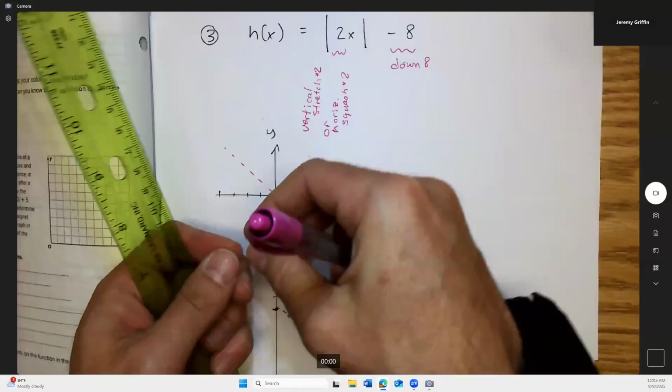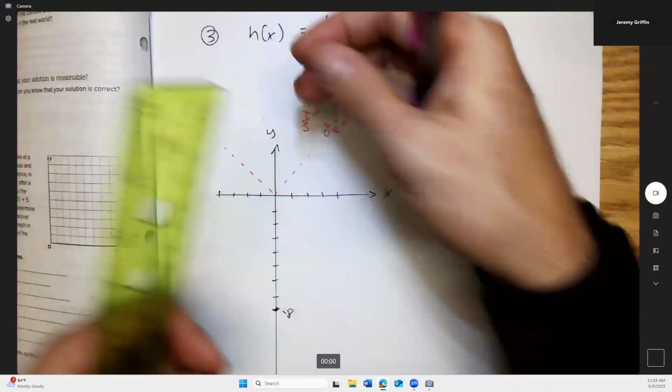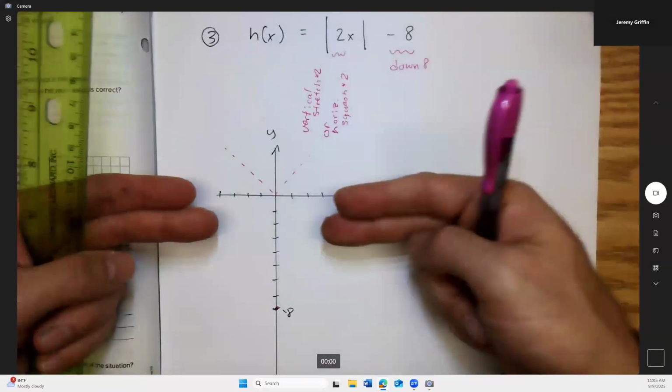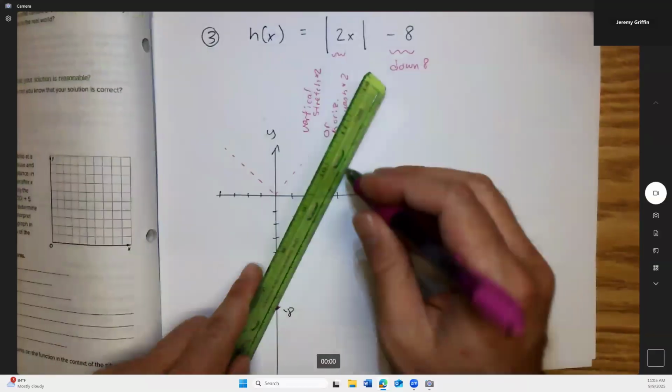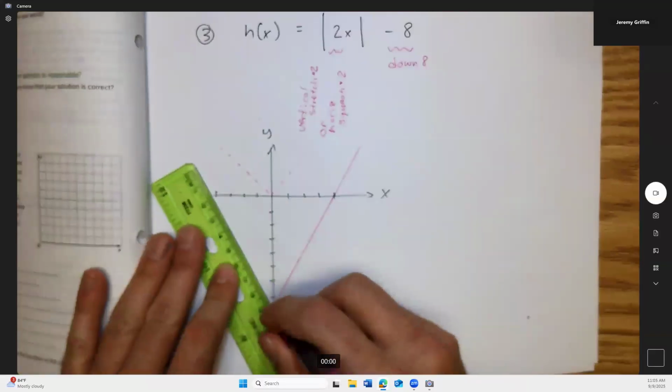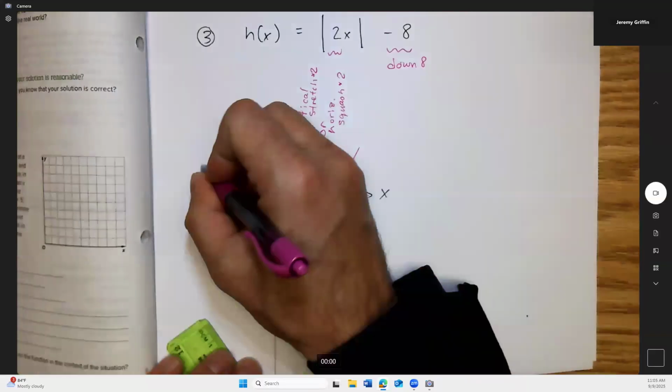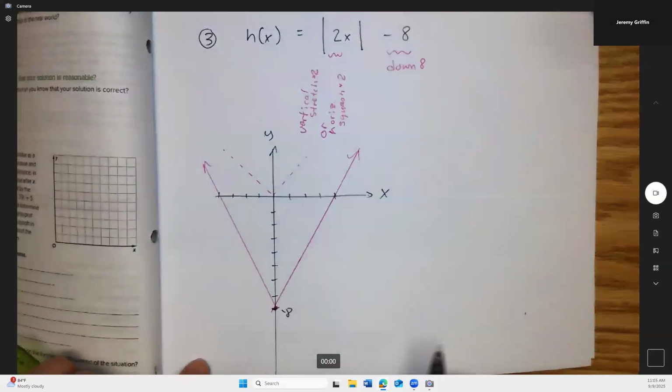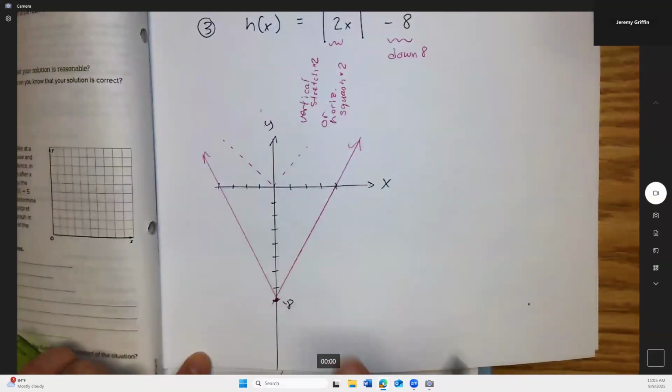And then if I stretch it by a factor of 2 vertically, or if I squash it by a factor of 2 horizontally, either way, these lines would be twice as steep as the parent function. So shouldn't that go like that? Like that. Okay. I think that should be the answer.